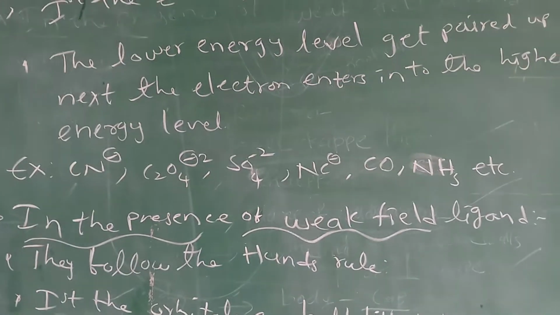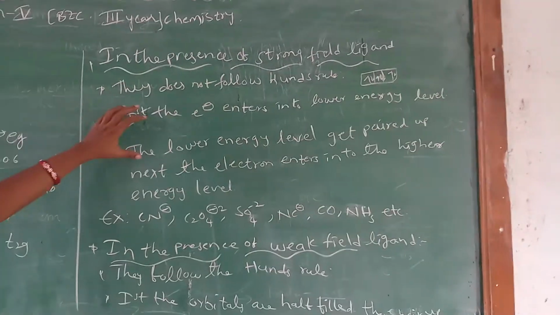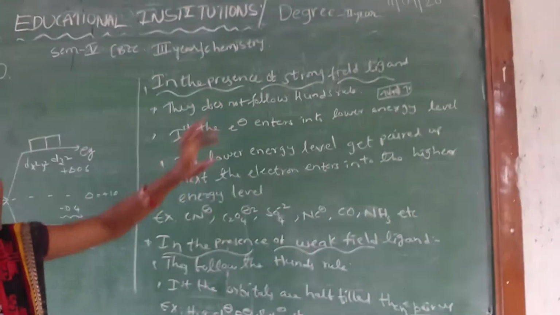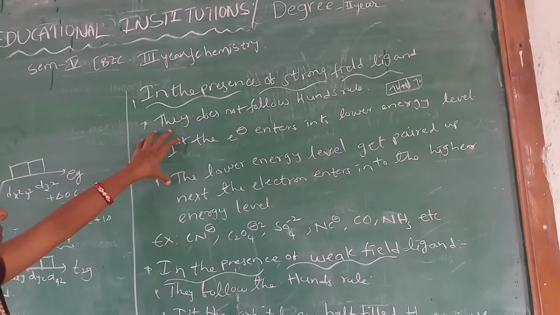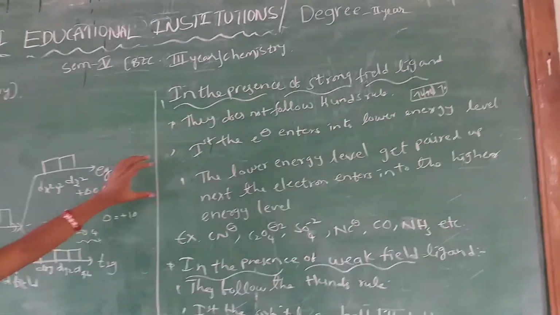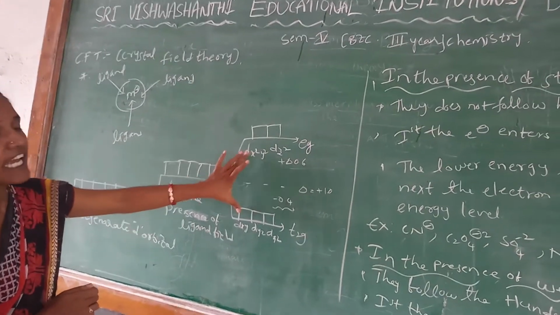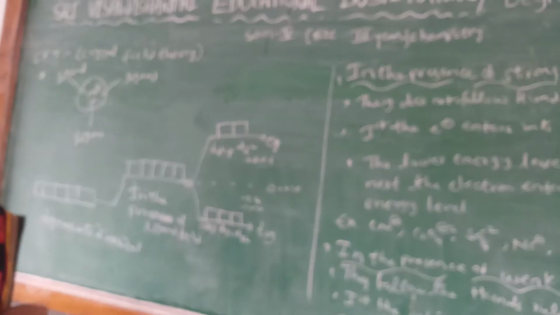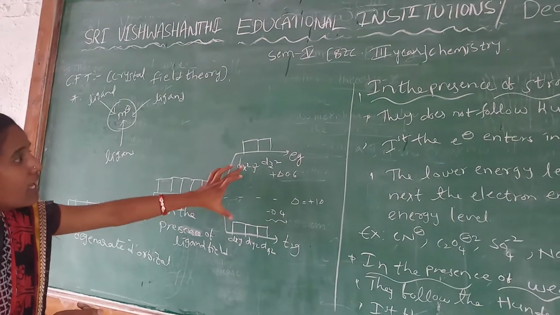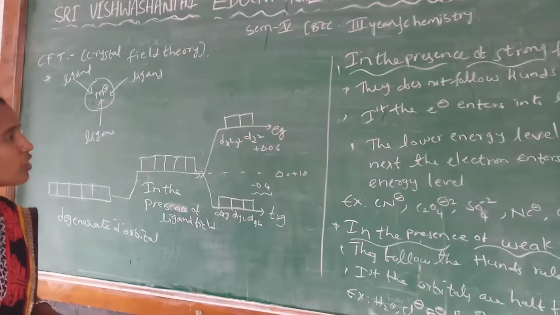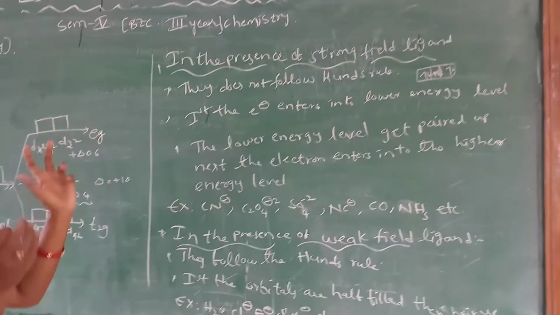Now what happens with a strong field ligand? When the ligands approach the central metal ion, in the presence of a strong field ligand the energy gap between Eg and T2g is very high. All of you keep this in mind.